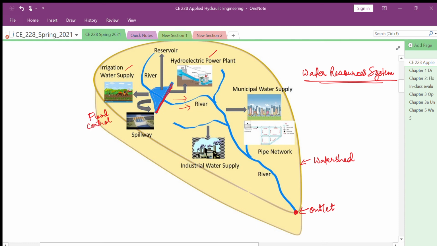All right. And how this flood control is typically achieved is the water gets stored in the reservoir that is created behind the dam, and then it is regulated or controlled. The release is controlled, and the controlled release comes through something called a spillway.